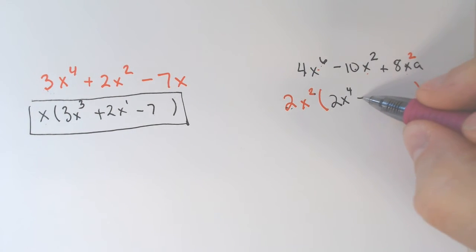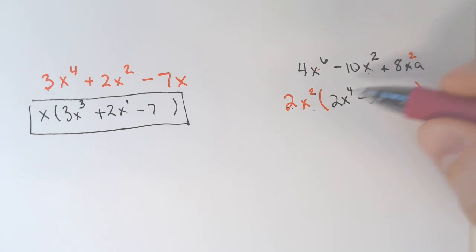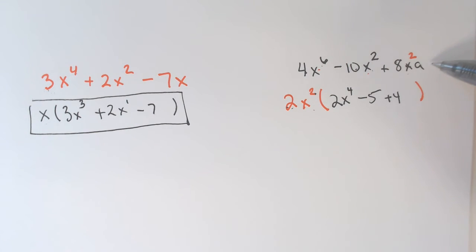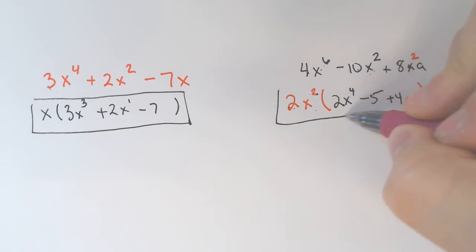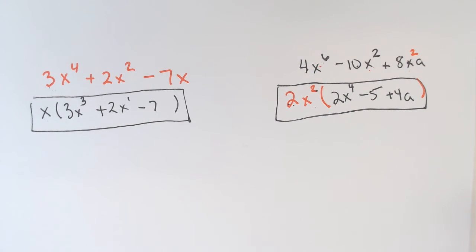10 divided by 2 is negative 5. If I take away 2 x's, I don't have any x's left over, so it's just negative 5. And then 8 divided by 2 is 4. And if I take away the 2 x's, the x squared, so to speak, those are gone. But I do still have this a left over because I didn't divide by a, it's still going to just hang out. And that will be our final answer.